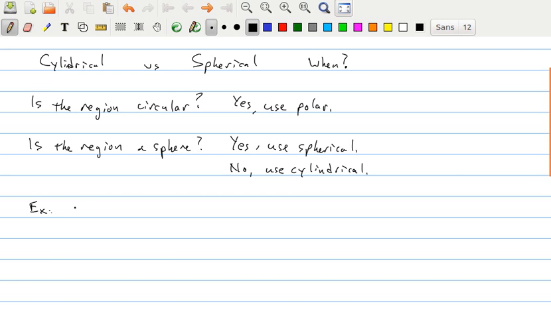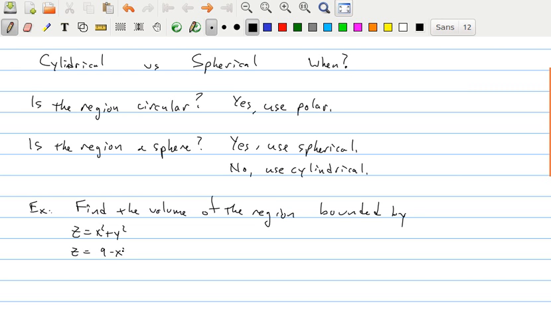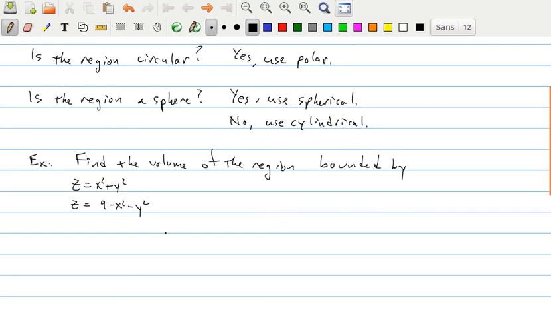So first up, let's say we wanted to find the volume of the region bounded by these two surfaces, z equals x squared plus y squared, and z equals 9 minus x squared minus y squared. So we've got these two surfaces here.